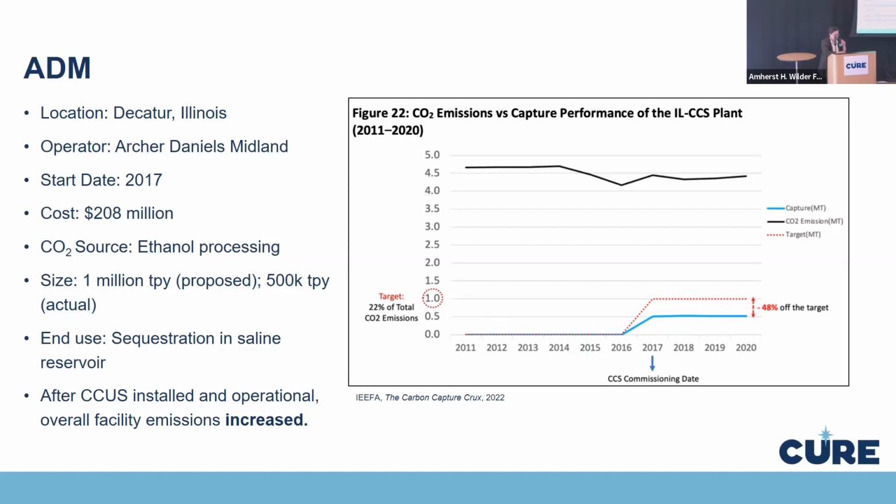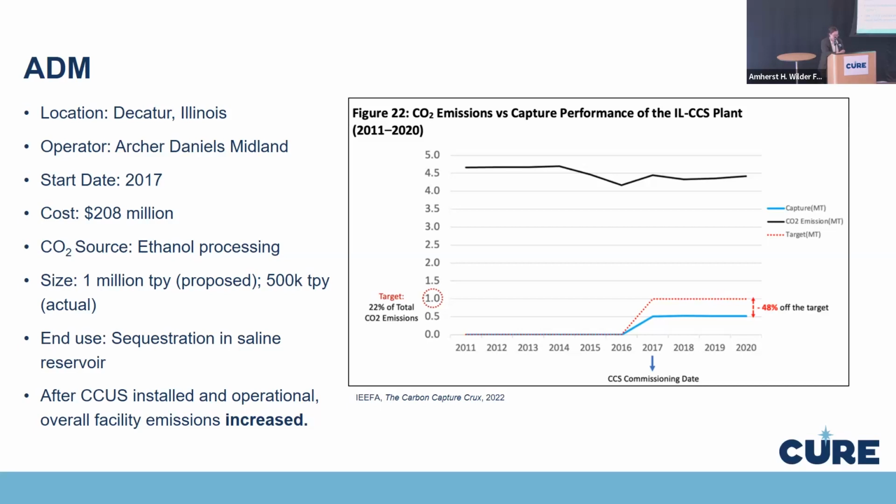But the second part became operational in 2017. The source of the CO2 is ethanol processing, which we'll hear more about later today. And while it was proposed to capture and sequester about 1 million tons per year, it's really only capturing about 500,000 tons per year. And unlike the other ones I've described, the end use is actual geologic sequestration in a saline reservoir.